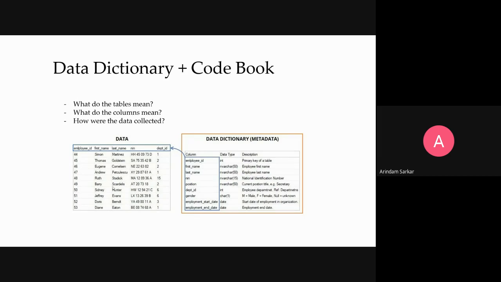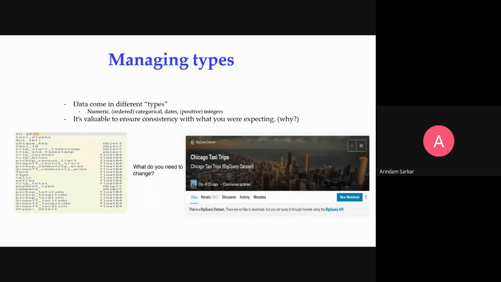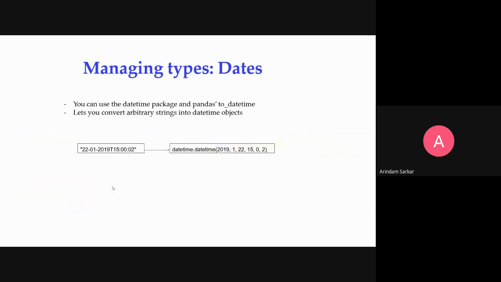Data dictionary means how many columns there are, the names of the columns, the type of the data, and how much data you can save there. So these are the pieces of information you need to find out. Okay. Then managing data types.